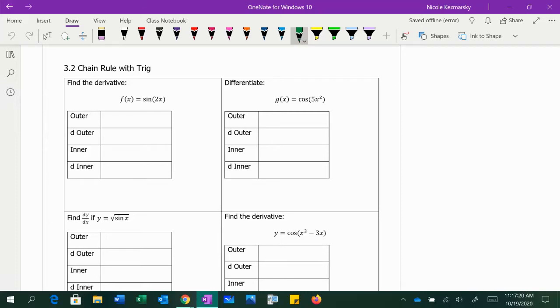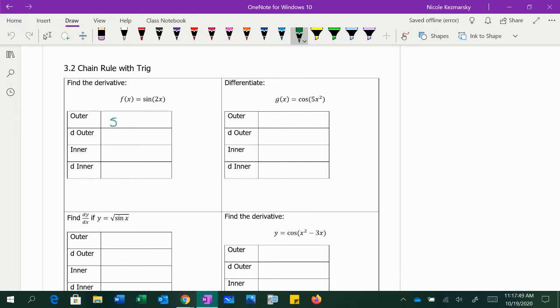This is 3.2, doing chain rule with trigonometry. Doing chain rule with trig can be a little bit tricky because it can be tough to figure out what's the outer and the inner. Most of the time, the trig is the outer because you've got trig, like sine or cosine, of something in parentheses. But every now and then, the trig is the inner, and we'll do an example or two that looks like that. So, for the first example, f of x equals sine of 2x.